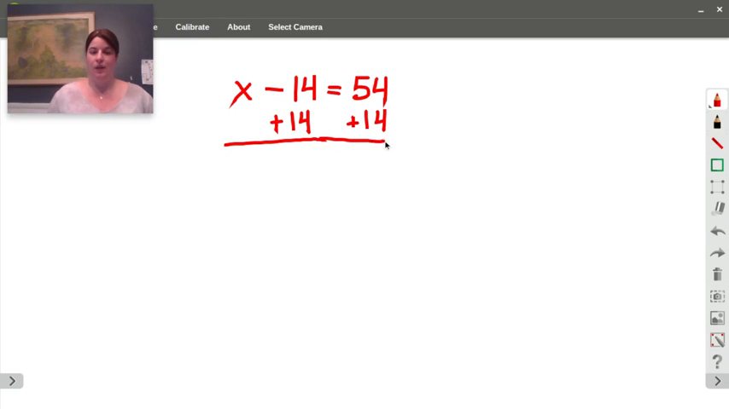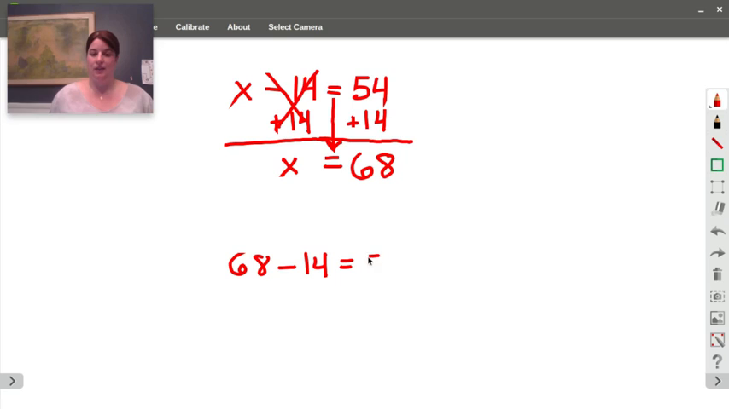Okay, so let's work out our problem. X minus 14 plus 14 is just X because these two cancel each other out. Okay, we drop down our equal sign right where it is. And then we look over here and we say 54 plus 14 is 68. So X equals 68. And we can double check ourselves by substituting X with 68 in the problem. 68 minus 14 does indeed equal 54. So we've done this correctly.